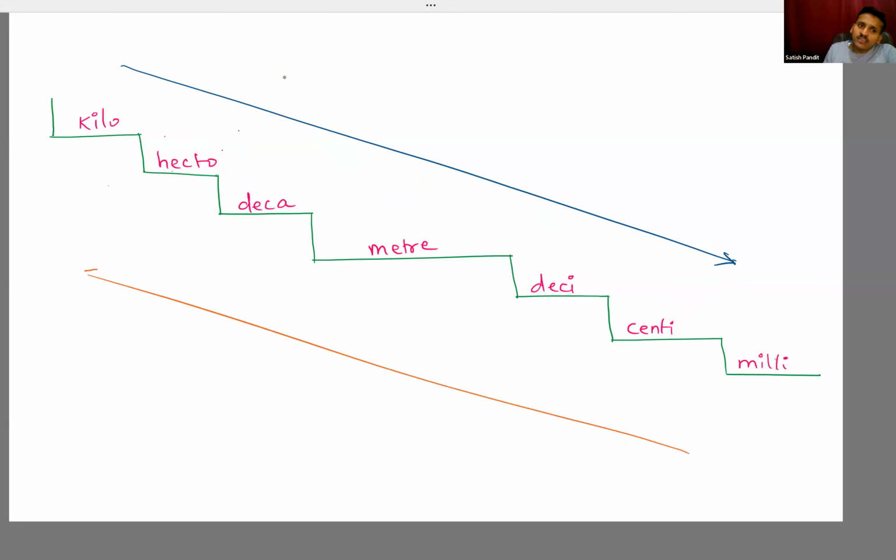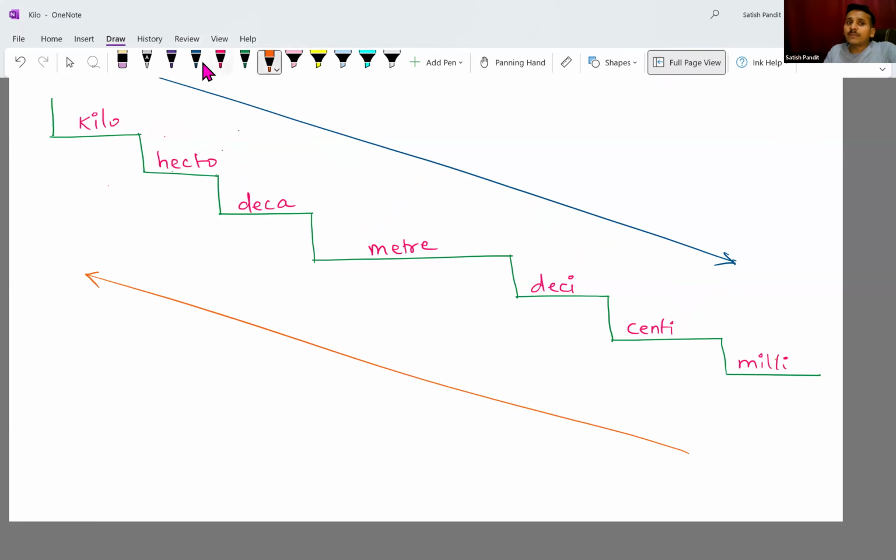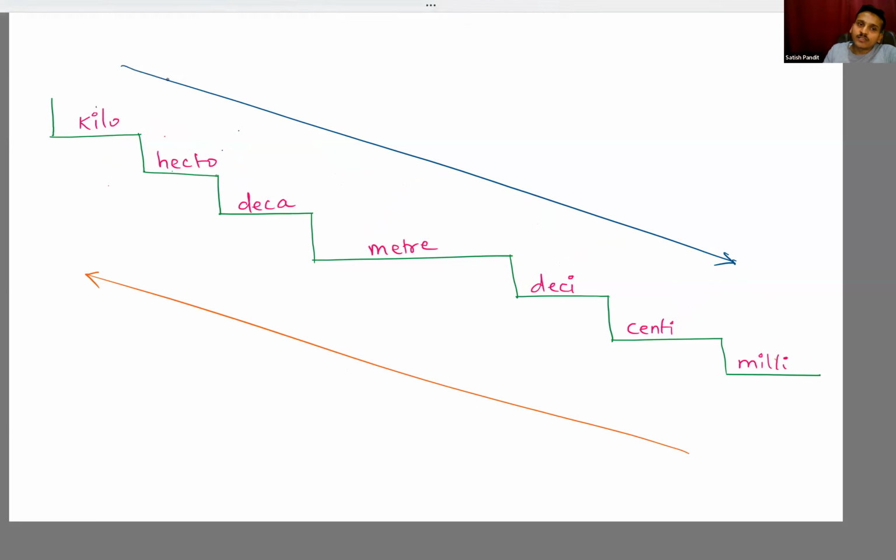So when we are going, either we can go up or down. And we'll always go step by step. Either you can go like this, from here to here, from here to here. And then I will write properly.